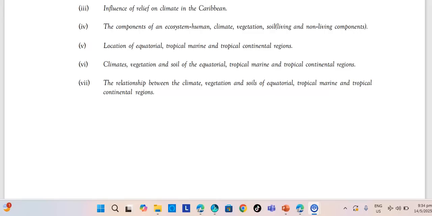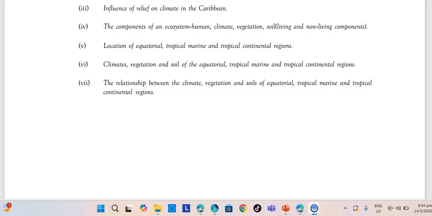Now, a tropical marine region. These are found in the Caribbean, Central America, and islands in the Pacific and Indian Oceans. These places are near the sea and have warm temperatures with wet and dry seasons. An example of a tropical marine region would be Jamaica. We have a very tropical climate in Trinidad, Barbados, and the Bahamas.